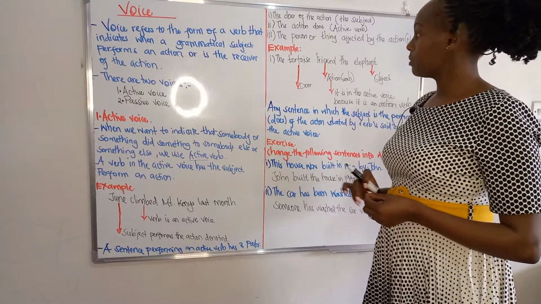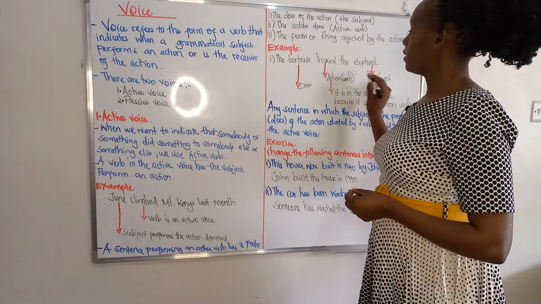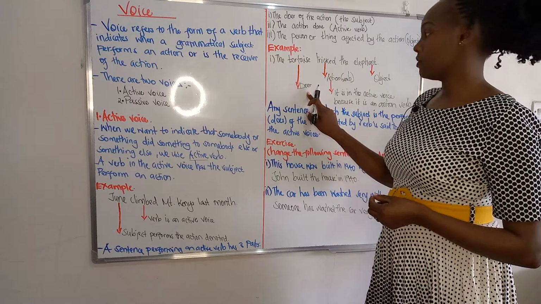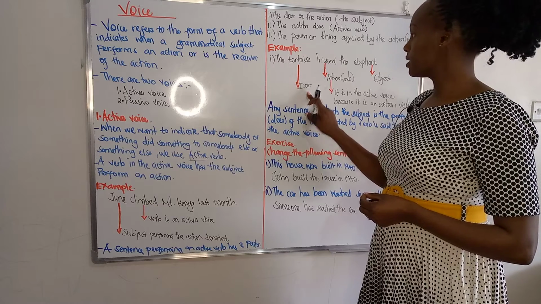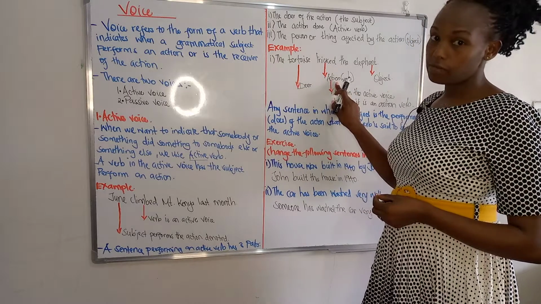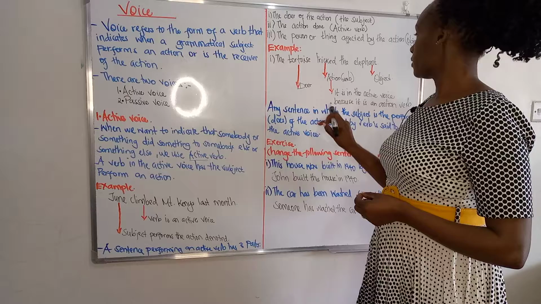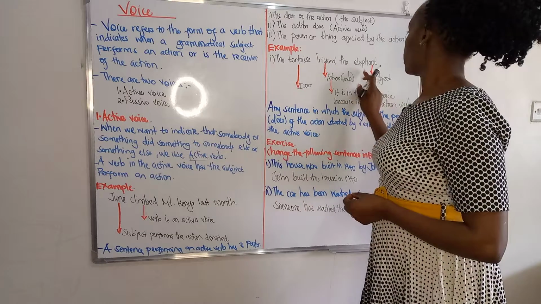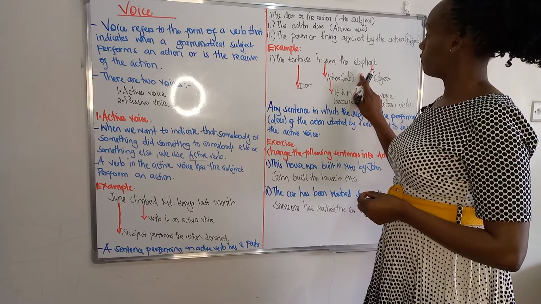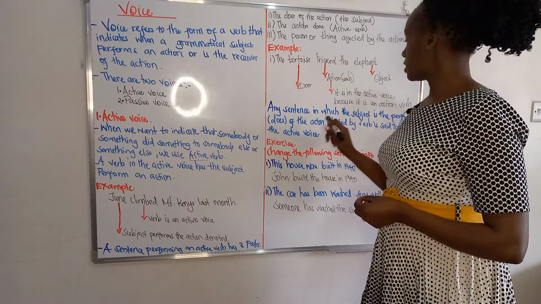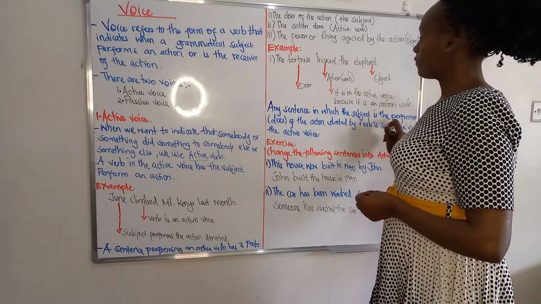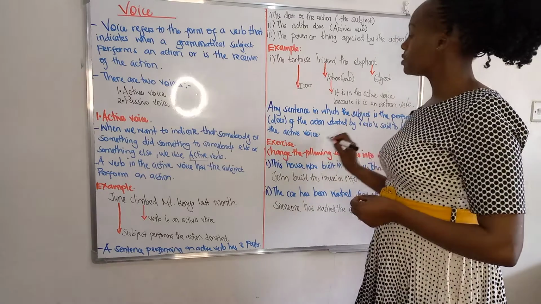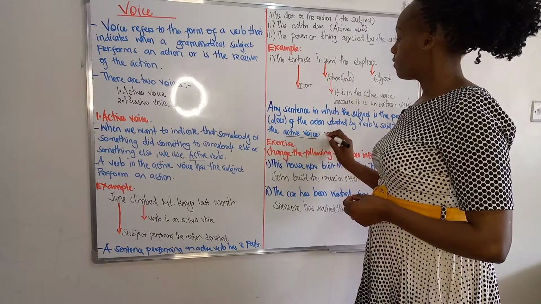Now, another example: the tortoise tricked the elephant. In this sentence, the tortoise is the doer of the action, which is the subject. Tricked becomes our verb. It is an action verb, and it is in active voice because it is an action verb. Then our object is the elephant. Any sentence in which the subject is the performer or doer of the action stated by the verb is said to be in the active voice.